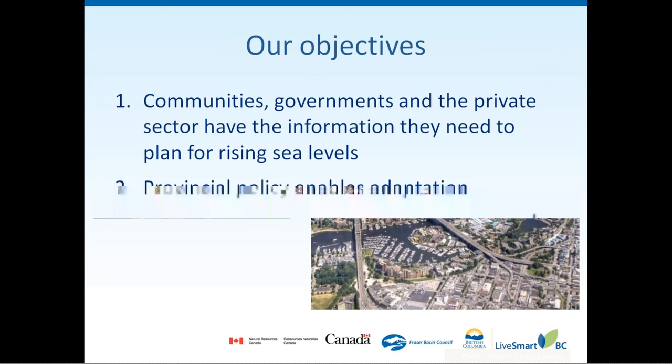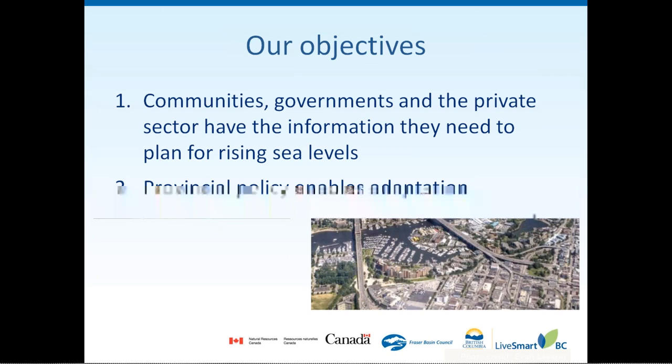So with that in mind, our objectives are that communities, governments, and the private sector have the information that they need to plan for sea level rise. So we aim to ensure that decision makers have good information, not just about what to expect in terms of physical changes, how much sea levels are going to rise, but what are the options that they should consider or can consider in terms of responding.